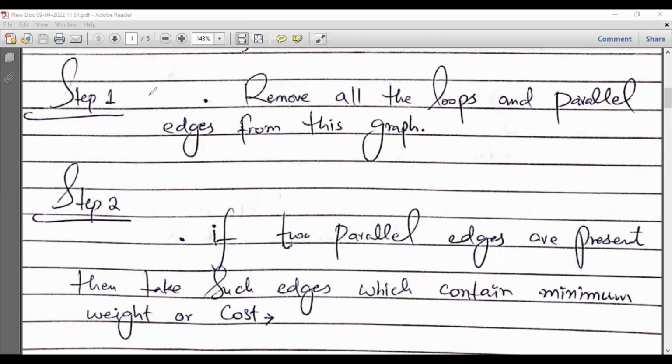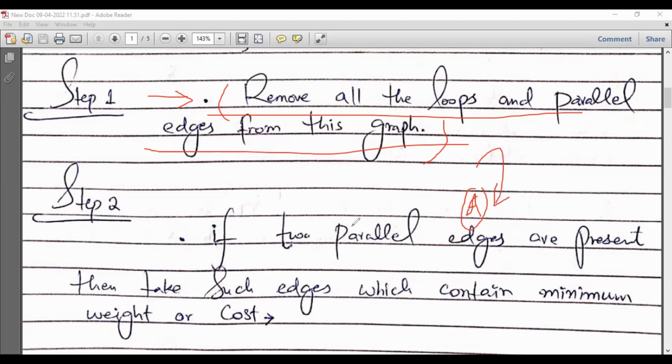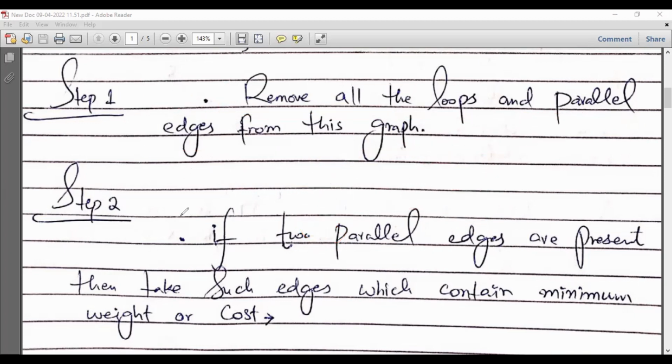Step number one is that whatever graph you are given, you remove all the loops and parallel edges from the graph. What is the meaning of a loop? Let's say we have this vertex A and it has a self loop. This is called a loop. And what about a parallel edge? Say we have this edge AB and, let's say, again this one. These are now parallel edges, because one goes from A to B and the other from B to A. This is called parallel edges. So you need to remove all such loops and all such parallel edges from the graph.